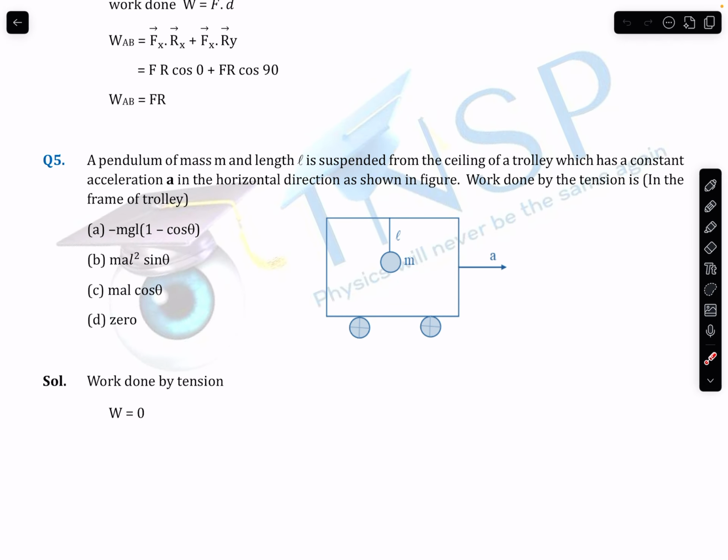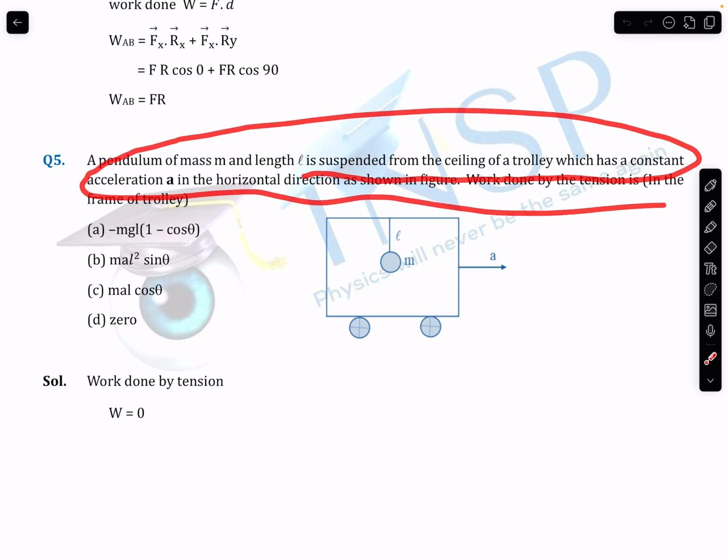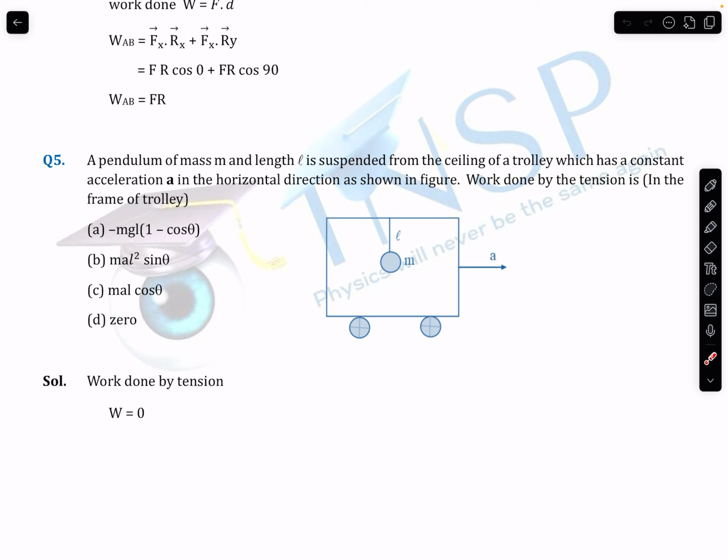Next part is, a pendulum of mass m and length L is suspended from the ceiling of a trolley. A constant acceleration is given to it. They are asking for the work done by tension. In the frame of the trolley, please remember, from the ground frame the path is complex, but if you are present in the trolley frame itself, then you will find it is moving in a circular motion, and tension will always be perpendicular to that path. Since with respect to the trolley the path of the particle is a circle, the work done by tension is 0.